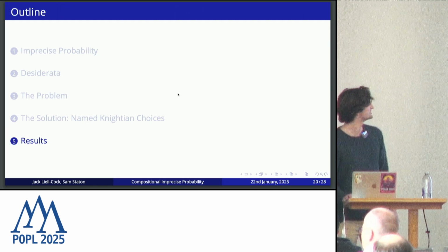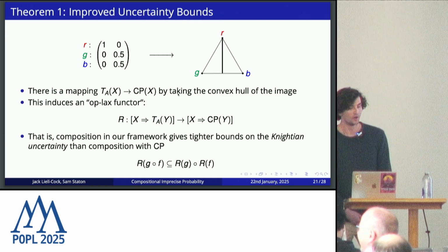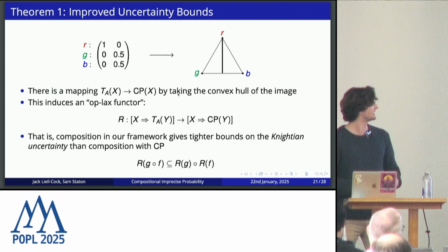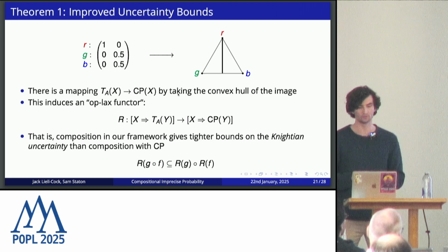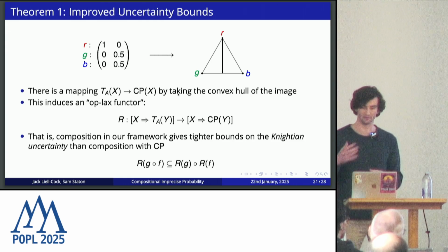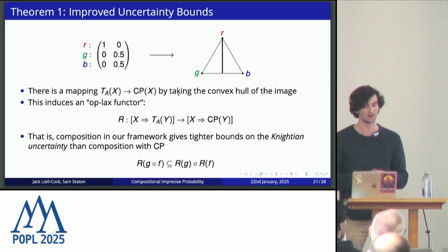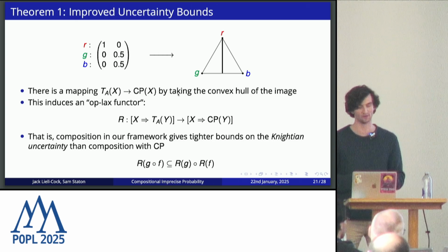All right, so what did we actually show about this model? Well, the first one is that we actually get improved uncertainty bounds when we model within our framework. So we had this mapping where we take our monad and we take the image and it gives us a convex power set. In fact, this actually induces an oplax functor between the two Kleisli categories of the two monads.